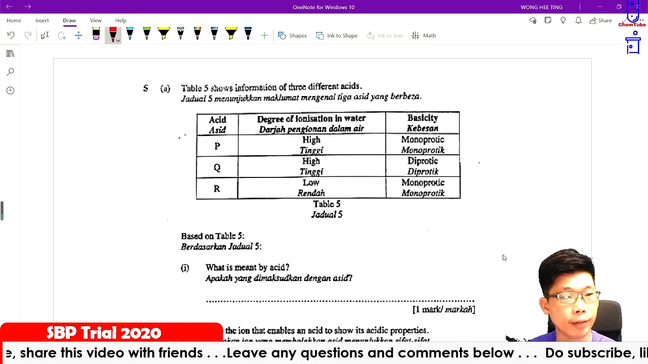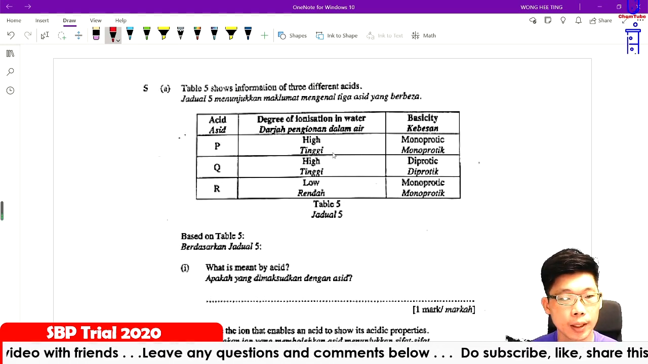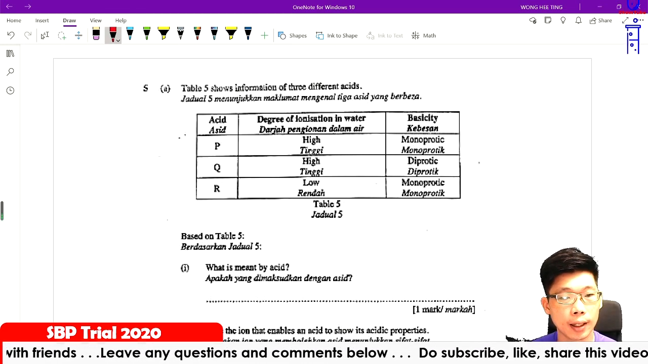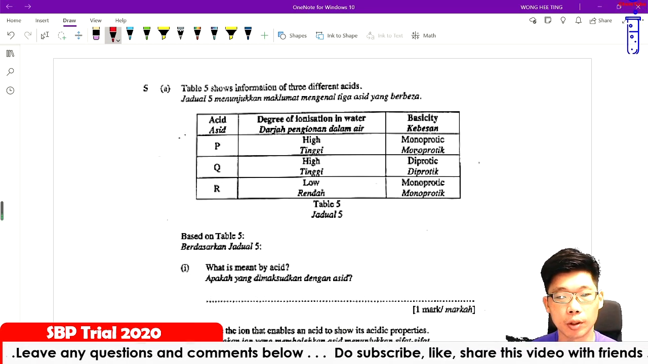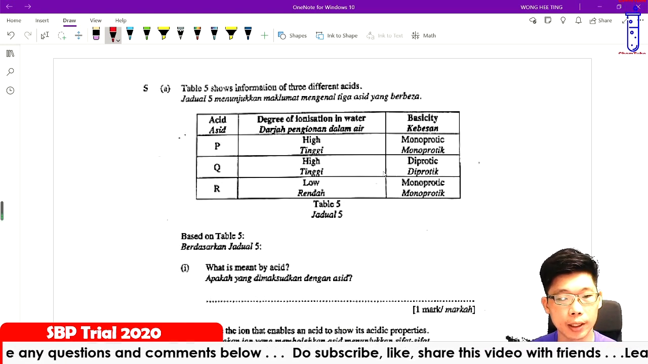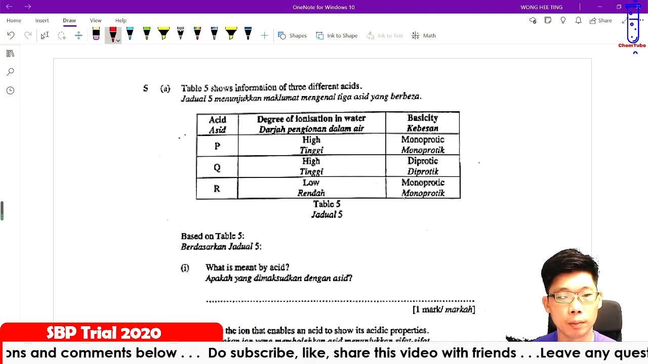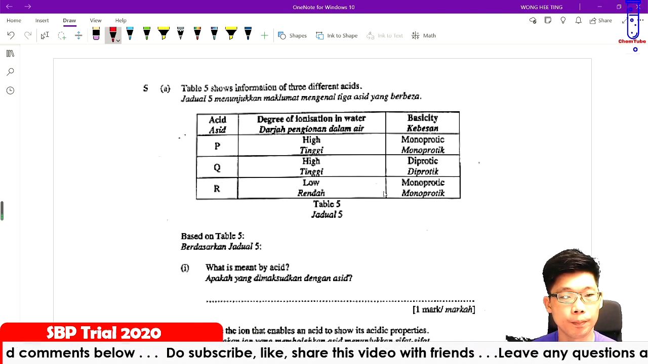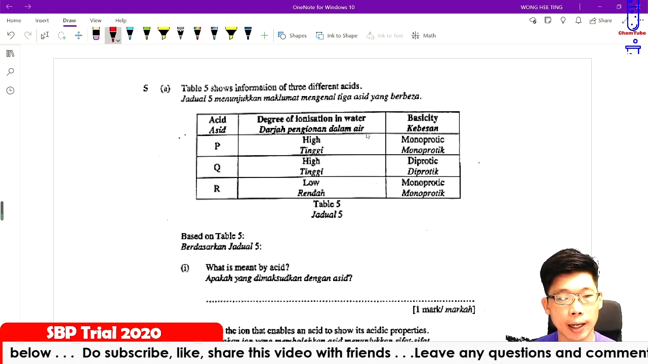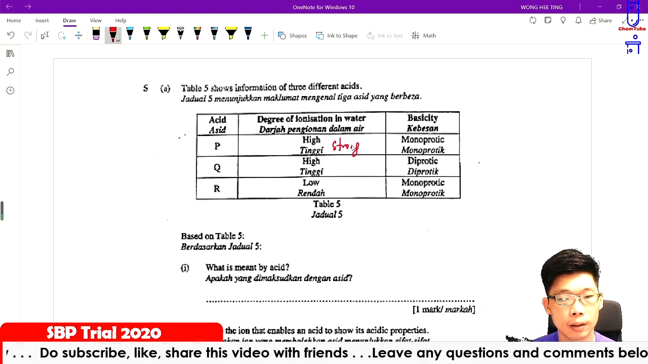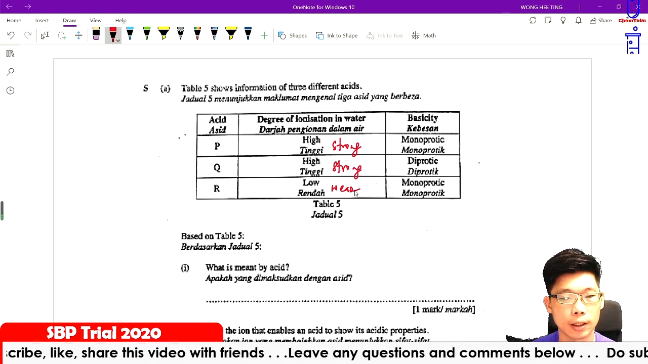Okay. Question number 5. The table shows the information of 3 different types of acids. P has a high degree of ionization, and basicity is monoprotic. Q is diprotic. R has a low degree of ionization, and it is monoprotic. So if the degree of ionization in water is high, it means it's a strong acid. This one also strong. This one is a weak acid.